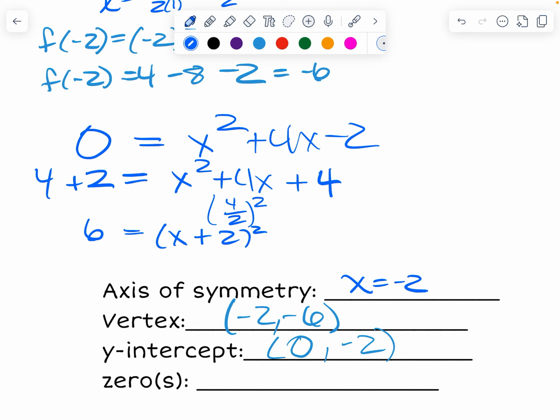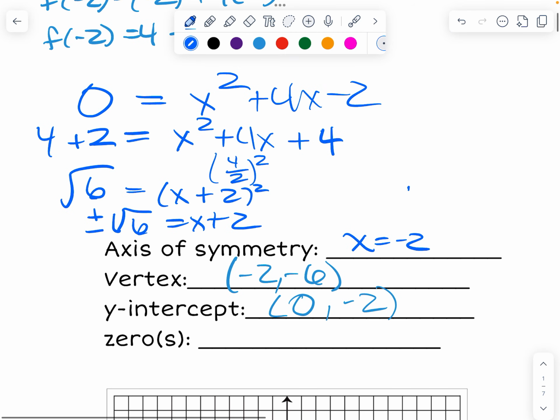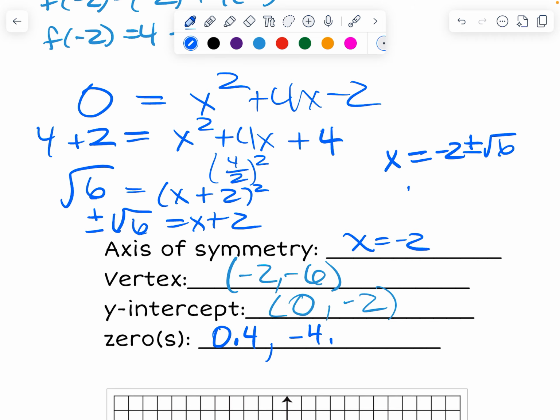And that's going to be taking the square root of both sides, plus or minus the square root of 6 equals x plus 2. So x is going to equal negative 2 plus or minus the square root of 6. So we're going to do negative 2 plus the square root of 6. And that's going to get me approximately 0.4. And if I subtracted instead of adding, I would get approximately negative 4.4.